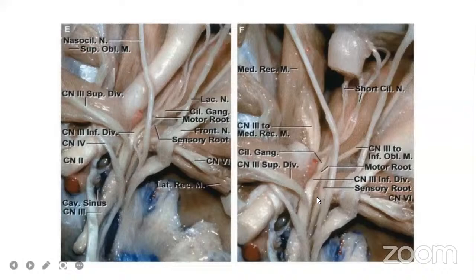In the diagram F, a segment of the orbital portion of the optic nerve has been removed. This exposes the branch of the inferior division of the oculomotor nerve which passes below the nerve and enters the medial rectus muscle. The short ciliary nerve arises from the ciliary ganglion and enters the globe around the margin of the optic nerve.